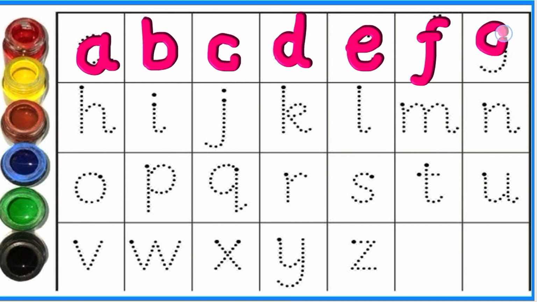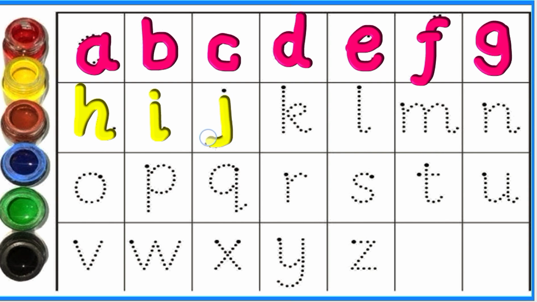G for goat. H for horse. I for ice cream. J for juice. K for kangaroo. L for lion.